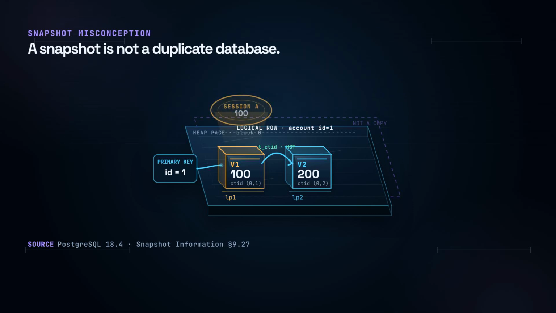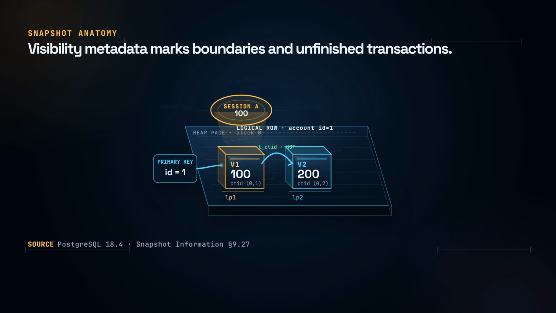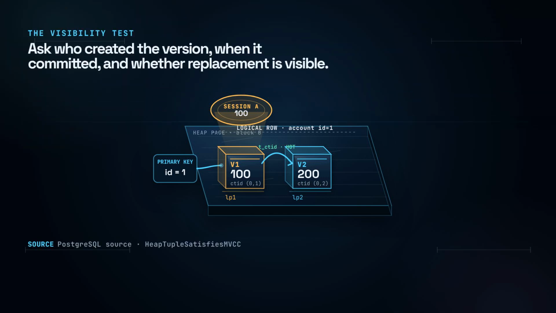v1's forward link points to v2 at line pointer 2. PostgreSQL can find the newer version without adding an identical key to the index. This exact chain is an optimization, not a promise for every update. Change an indexed value, or run out of room on the page, and the physical path can differ.